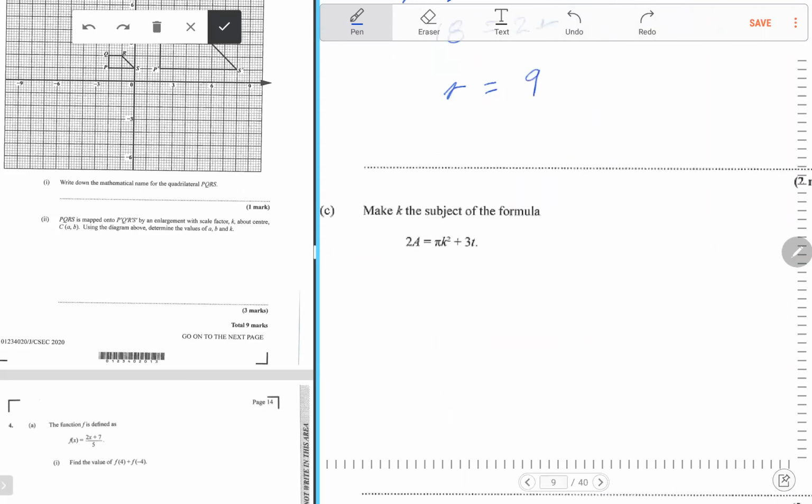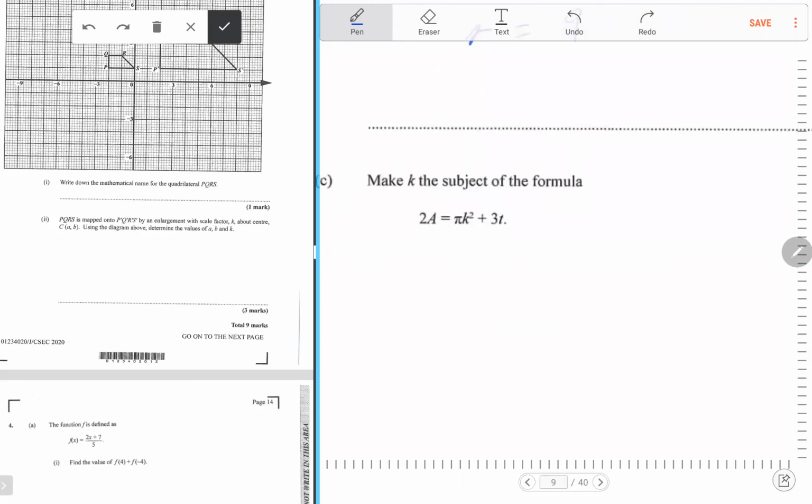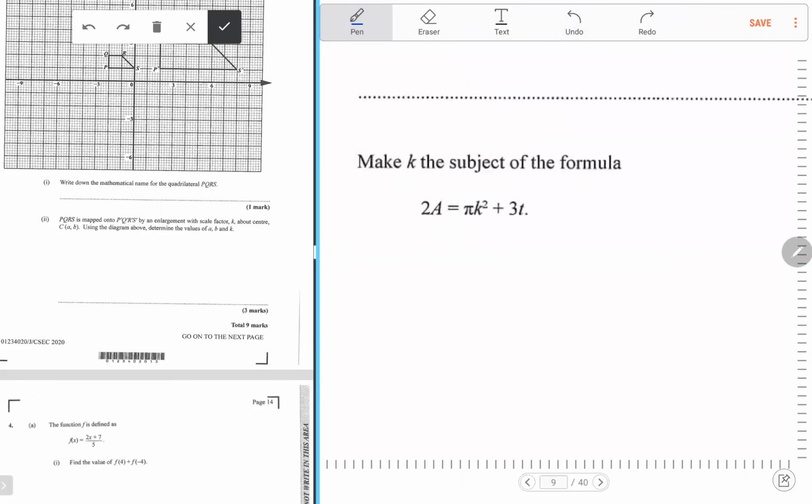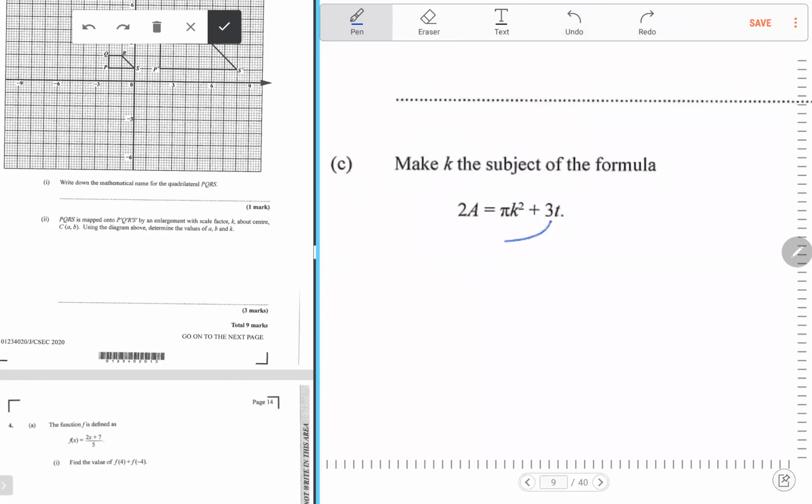Next one up here. Make K the subject of the formula. Just make K the subject. So basically transposing everything away from the K, even the square. I will do it in the correct order. All right, so let's go. First thing we're going to do is move the 3t. So we're left with 5k squared equals 2a minus 3t.